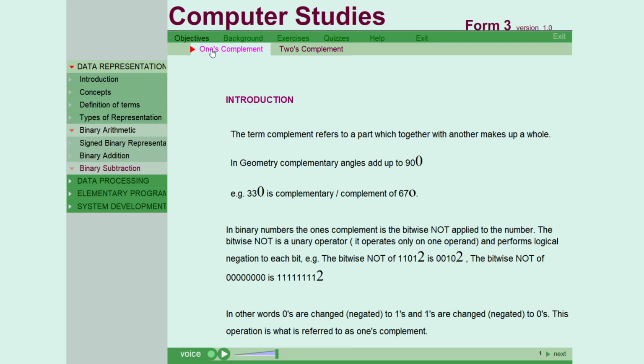The term complement refers to a part which together with another makes up a whole. In geometry, complementary angles add up to 90 degrees. In binary numbers, the ones complement is the bitwise NOT applied to the number. The bitwise NOT is a unary operator, that is, it operates only on one operand and performs logical negation to each bit. For example, the bitwise NOT of 1101 to the base of 2 is 0010 to the base of 2.